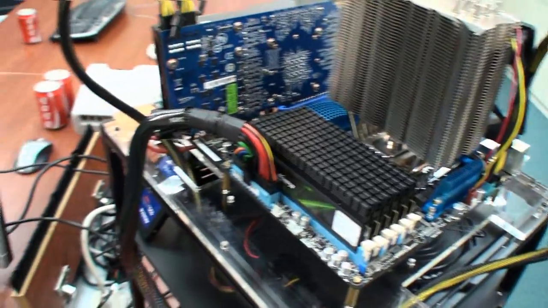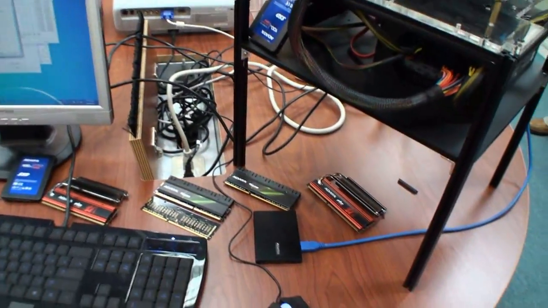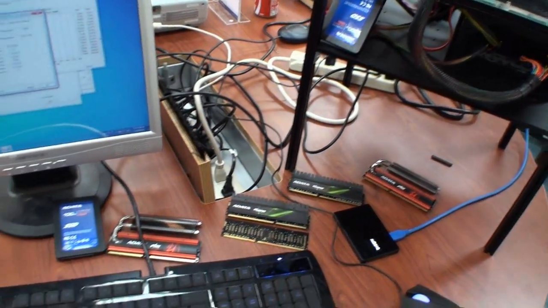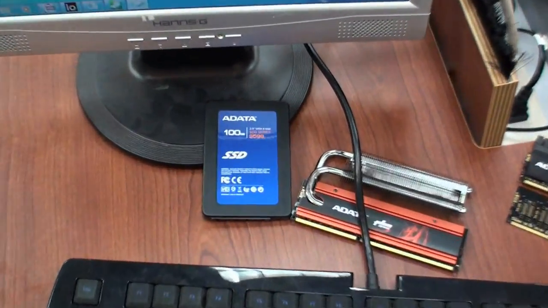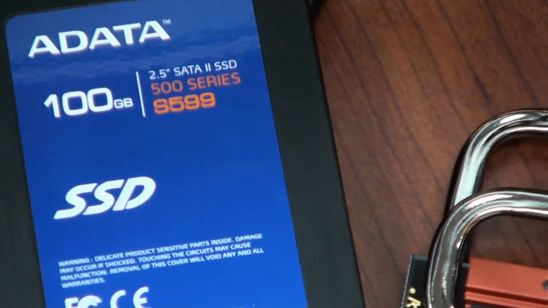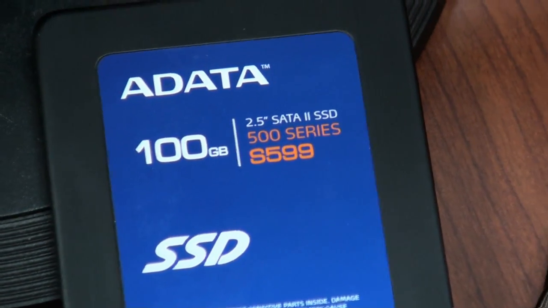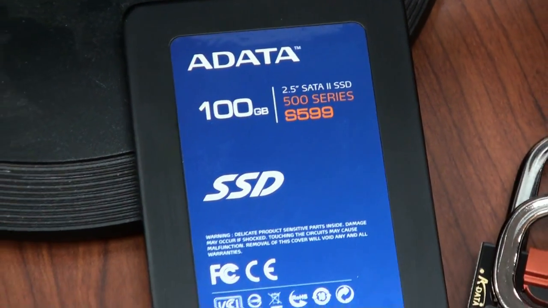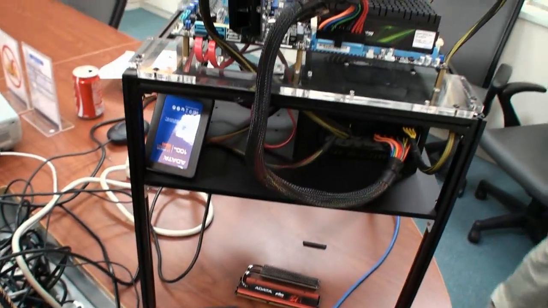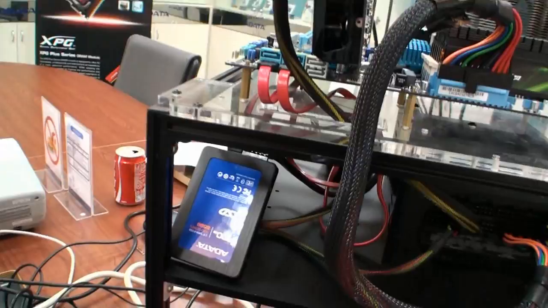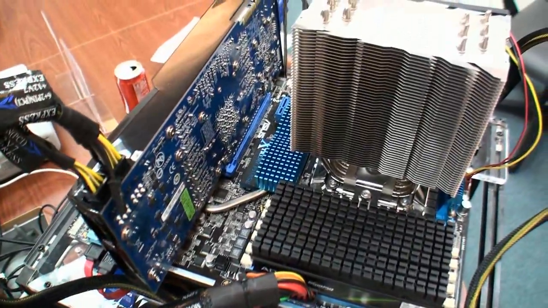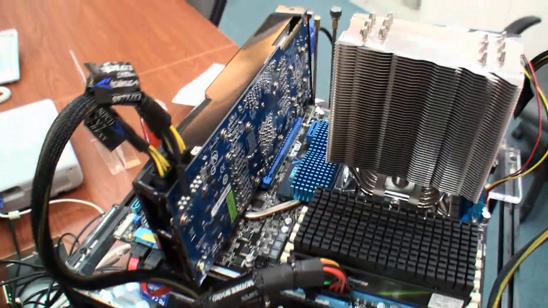So first of all, we'll focus on the SSDs. What we've got are a couple SSDs connected to the system. One of them is the S599, as you can see here. That is based on the SandForce 1200 controller. And there's a look at the SSD there, and it's connected to the system over SATA 2 on an ASUS motherboard with a Core i7 920 processor.